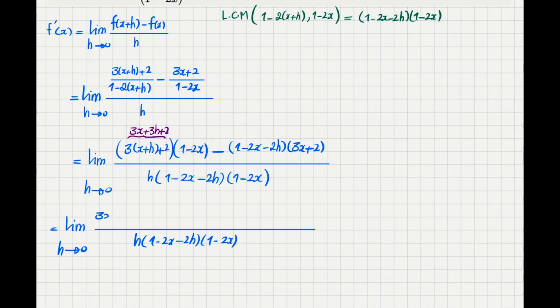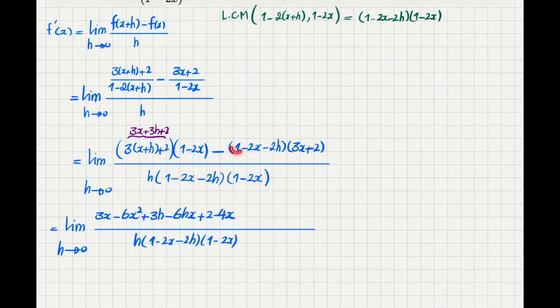This becomes 3x minus 6x squared, then plus 3h minus 6hx, and then I have plus 2 minus 4x. Okay. Now I will do the same thing here, but you need to be careful. There is a minus sign here, and this minus sign is for all the terms that will be produced from this multiplication. I want to do them in one go, okay?